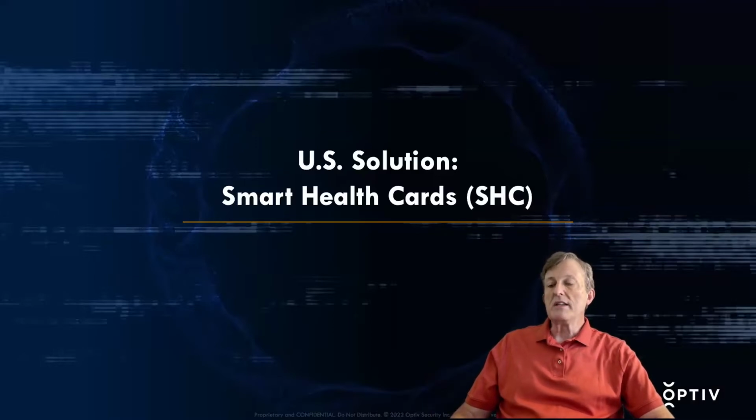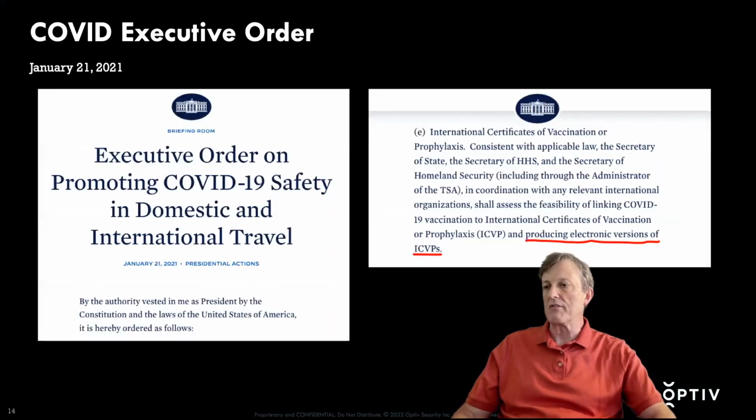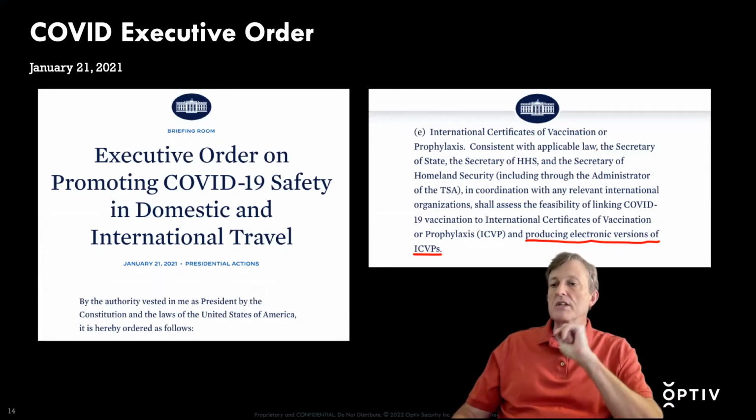So what did we do in the United States? What we came up with, or a group came up with, is this idea of smart health cards. Now, it has kind of an interesting history of how this came about. Early on in the Biden administration, there was an executive order to try to deal with some issues relating to COVID safety and travel and so on and so forth. And there was a line about producing electronic credentials, right?